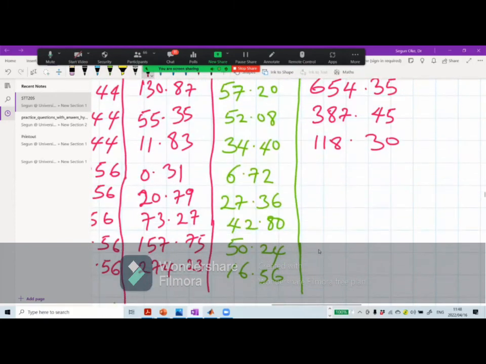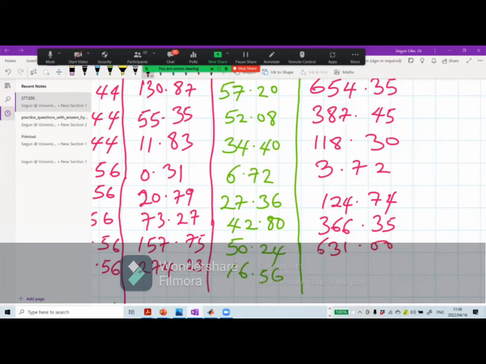So let's continue. We stopped at 3.72. Yes. 124.74. And 366.35. Okay. 631. The last, 274.23. Okay, let's add everything together.